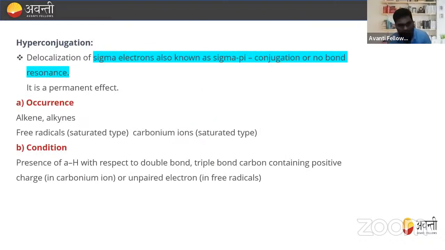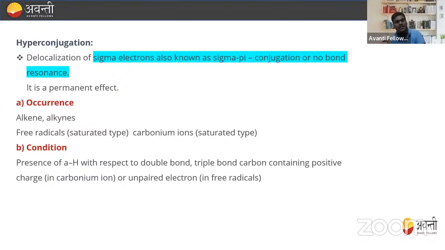Now, the next thing is hyperconjugation. So what is hyperconjugation? Basically, it is the delocalization of sigma electrons, also known as sigma-pi conjugation or no-bond resonance. The first important thing is that it is a permanent effect. It occurs in alkenes, alkynes, free radicals of the saturated type, and carbonium ions of the saturated type.